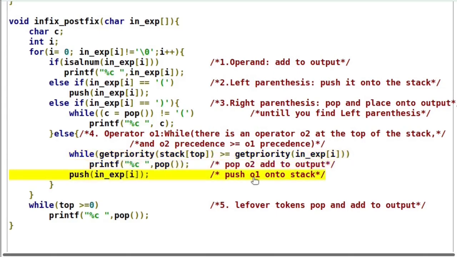Then add the operator O1. Here O1 means the current operator we read from the infix expression. Add that to the stack, so push that onto the stack. After exiting this for loop, it means we completed reading the infix expression. After completion of reading the entire infix expression, pop all leftover operators from the stack and add them to the output.